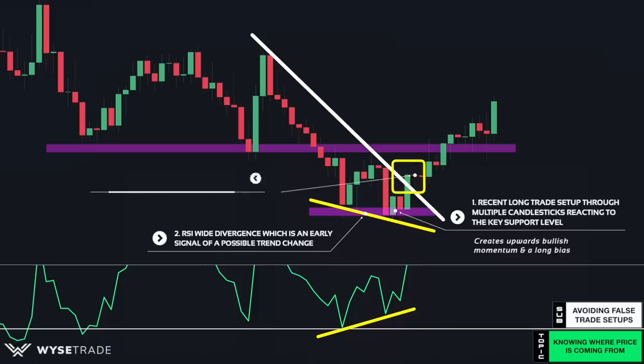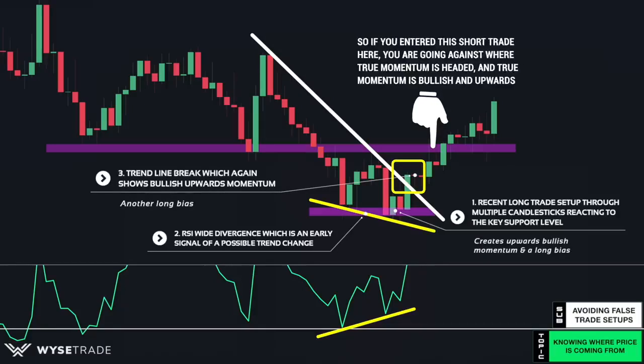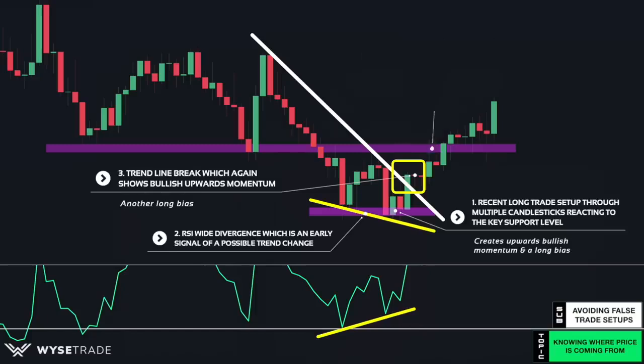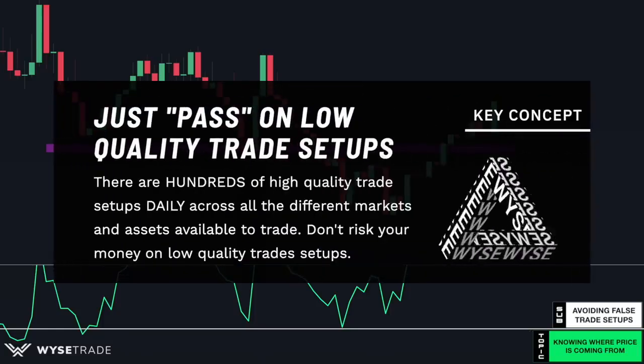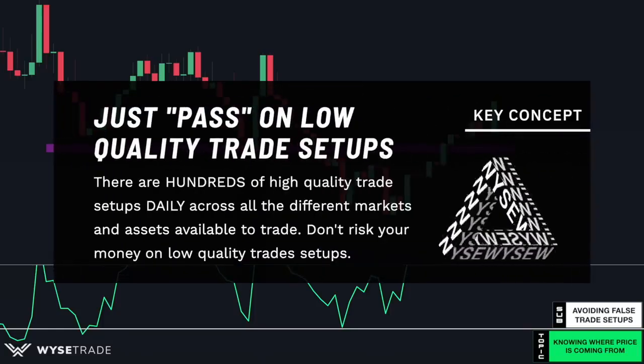And then you also had a trendline break. All of this signals current heavy bullish momentum. So if you entered this short trade here, you are going against where true momentum is headed, which is bullish and upwards. What this means is there is a higher chance that the long wick candle will fail and price will push right through. Again, all you have to do is just pass on these lower quality trade setups and move on.